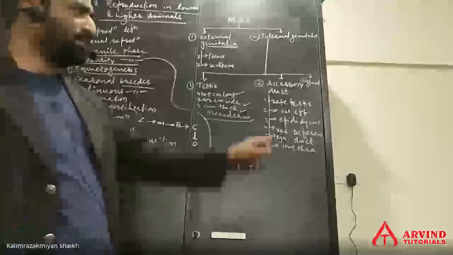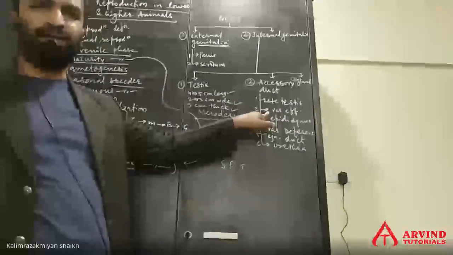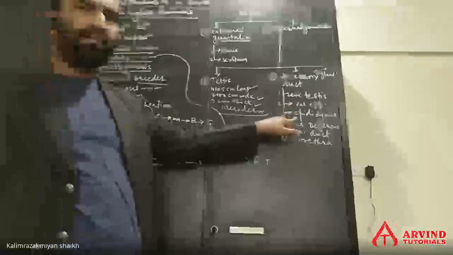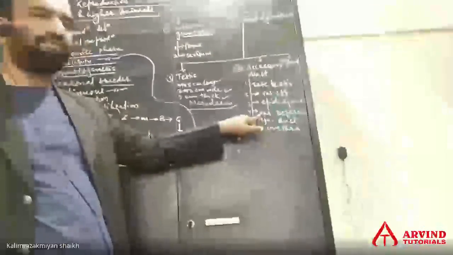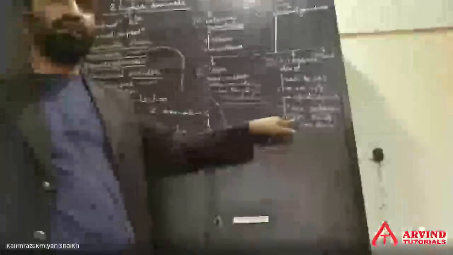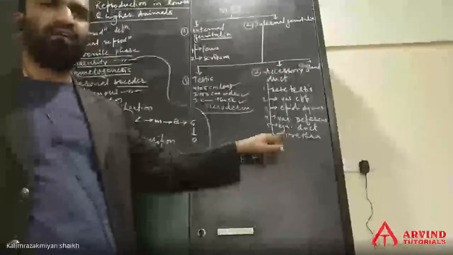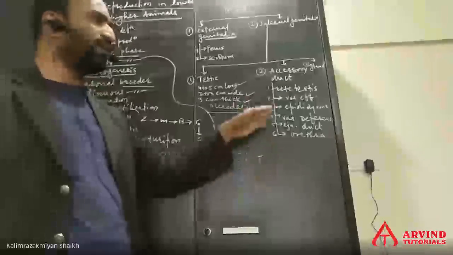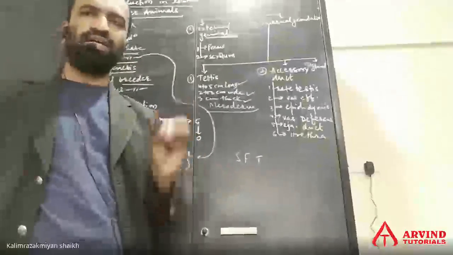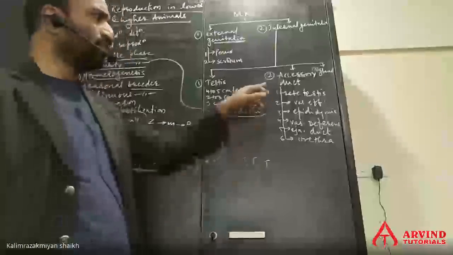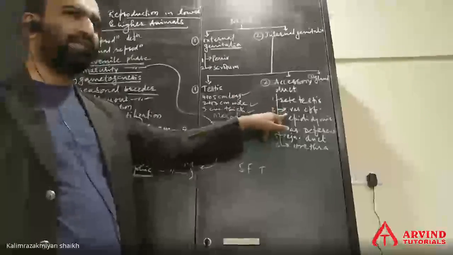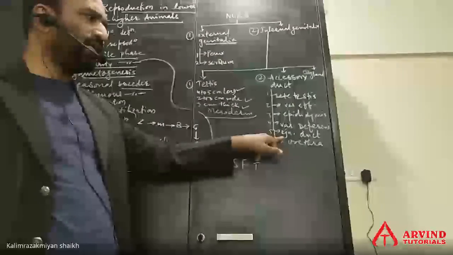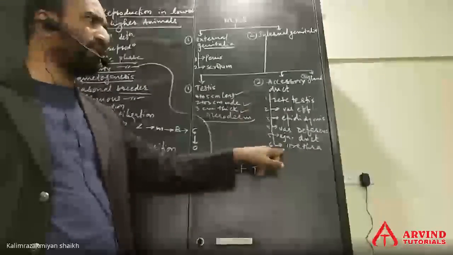After that, there is the vasa efferentia. This is a familiar word to you people. Epididymis, vas deferens, ejaculatory duct, urethra. These are the internal genitalia. These are the internal accessory ducts we already studied in 10th standard. So which are those? Vasa efferentia, epididymis, vas deferens, ejaculatory duct, urethra.